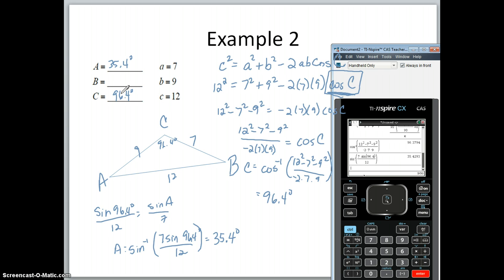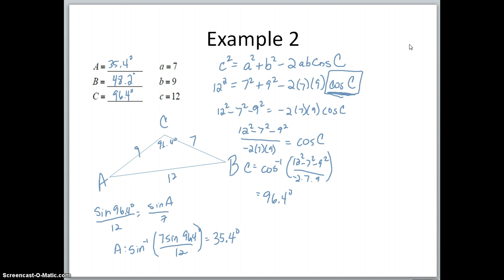And we want to find all three, so we're just going to add these up and subtract from 180. So 180 minus 35.4 minus 96.4, and we get 48.2, and that is all. So I know it's kind of a lot of work, but hopefully it's straightforward for you. And those are two examples of the law of cosines. Okay, good luck.